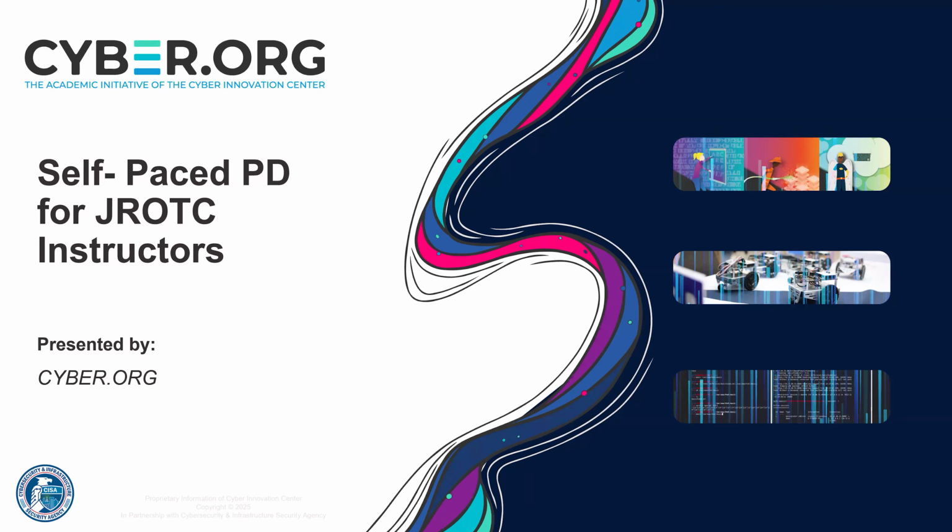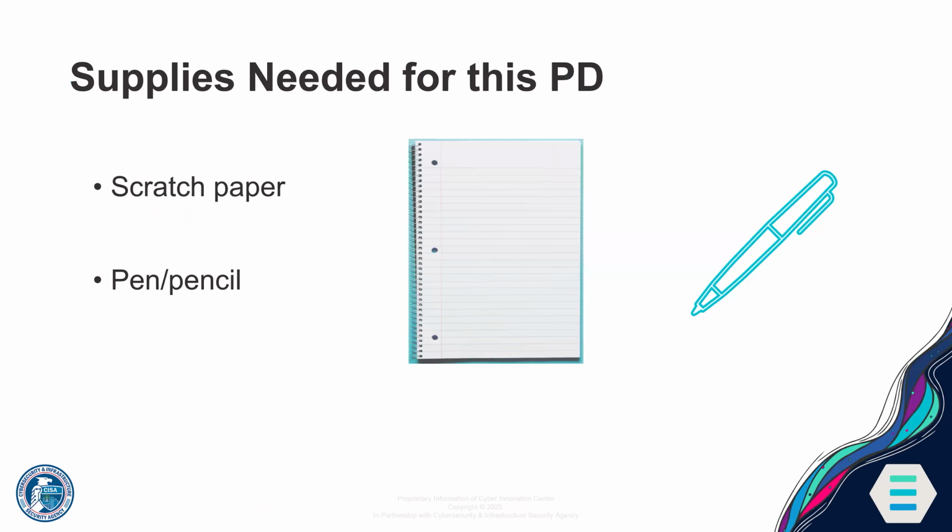Welcome to the self-paced lesson training for JROTC Cyber Instructors. In this training, we will cover the fourth lesson in Unit 1, Lesson 1.1.3, Authentication and Password Attacks. Supplies for note-taking may be helpful during this training session. This can include a pen or pencil and some paper.